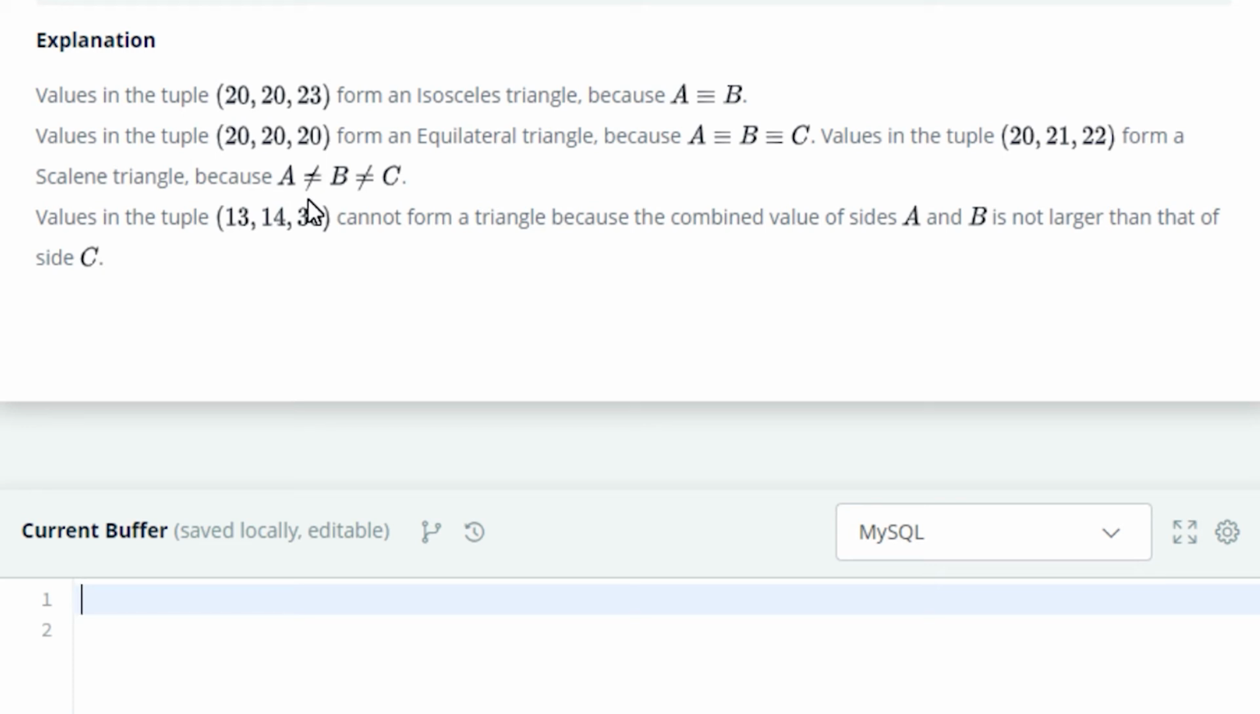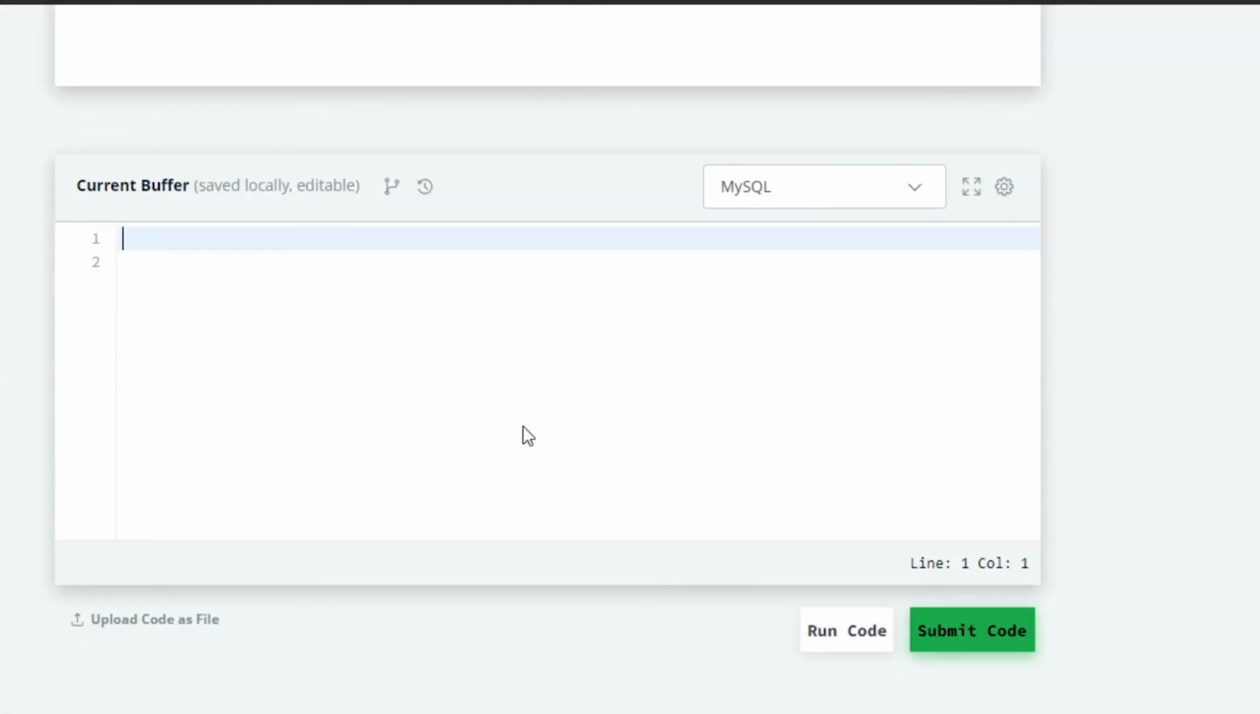Pause the video and solve this question. Let us look at the solution to this problem. We will first check if the given input forms a triangle and define the condition that it forms a triangle by writing if A plus B greater than C. And within this condition, we will write the case statements for the equilateral, isosceles and scalene triangle. And if none of the conditions is true, then we will write another statement for not a triangle.